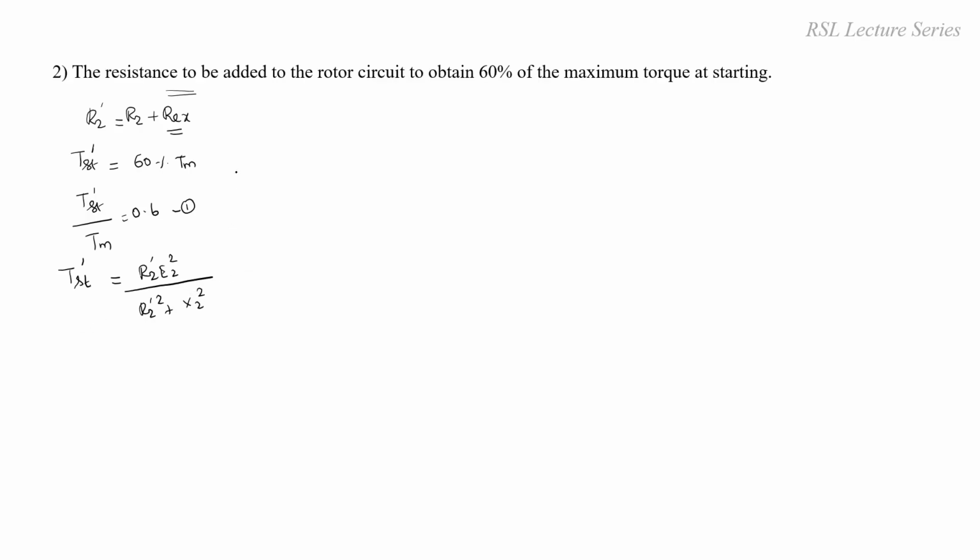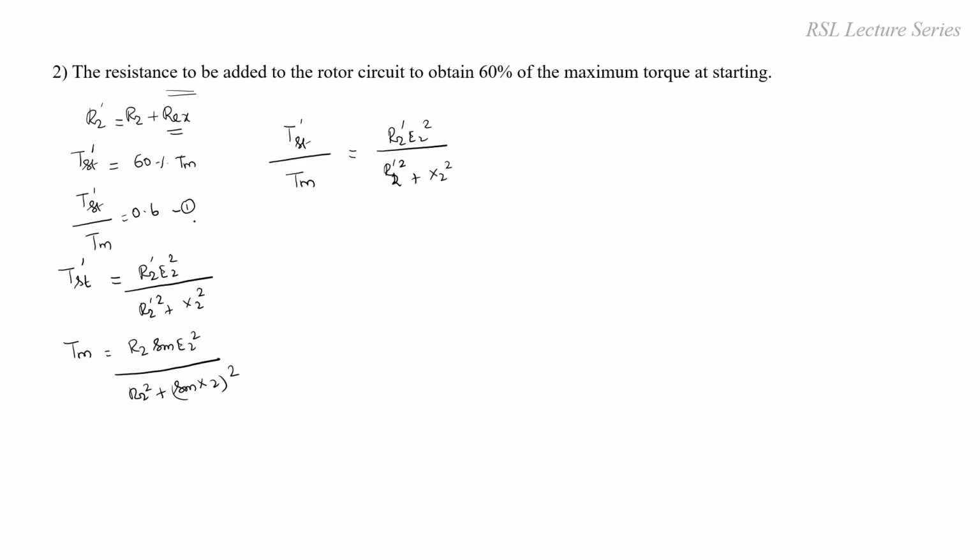So next, TM can be written as R2 into SM into E2 square divided by R2 square plus SM into X2 whole square. Okay. So now we'll divide these two equations, TST dash divided by TM. So this is equal to R2 dash into E2 square divided by R2 dash square plus X2 square. Okay. So divided by TM.